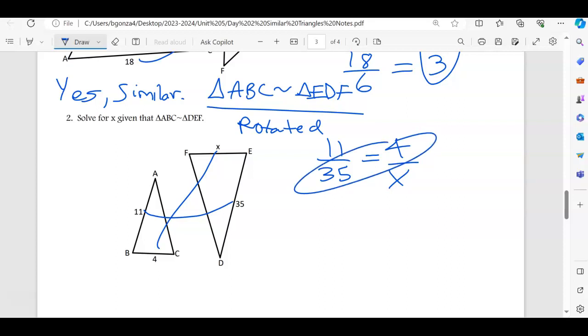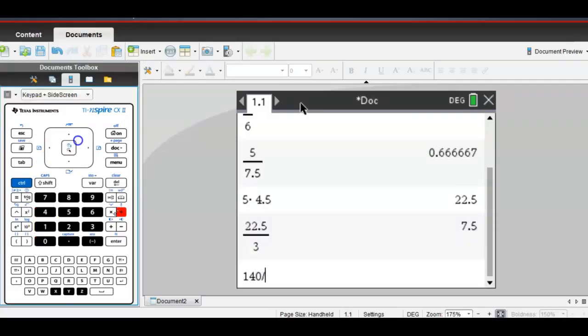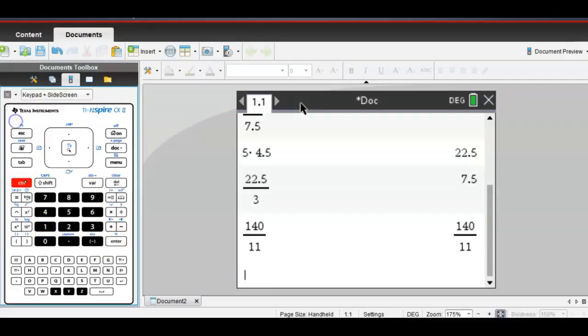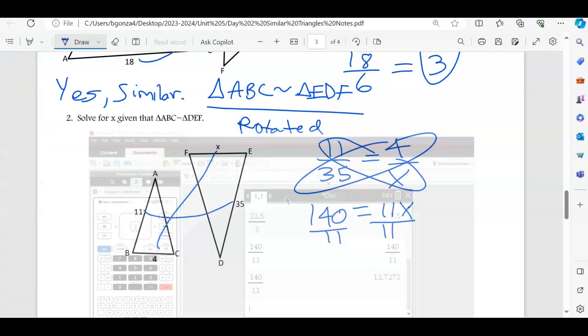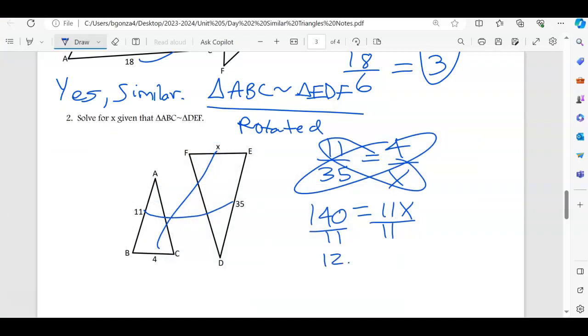Okay, 35 times 4 is 140. 11 times x is 11x. Divide by 11. What is 140 divided by 11? Control Enter will give you the decimal, 12.727, which rounds it to 12.73. I did that a little bit faster because it's a lot of the same proportional stuff. Do you understand how to set that up and solve it? Any questions on it so far?